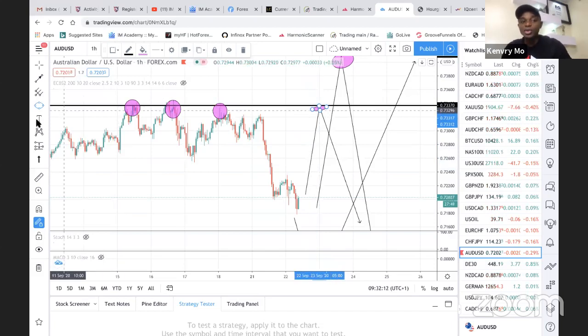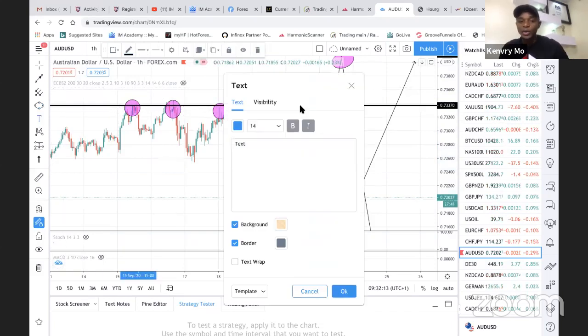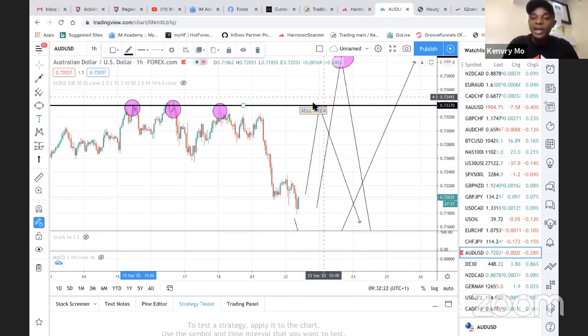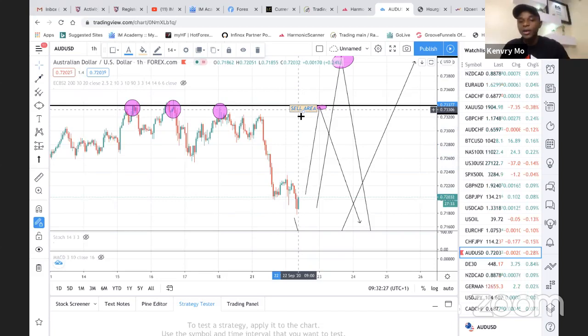So here is also a sell area. One of the things I'm doing is something you can do too, because this is like an instruction. When you put a sell, it's like putting a stamp on your door that says don't enter, or enter. This is how you lead yourself.